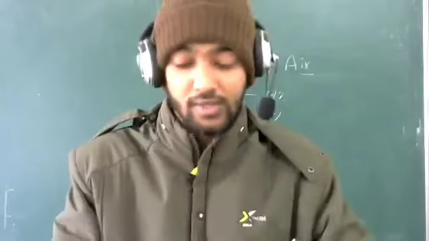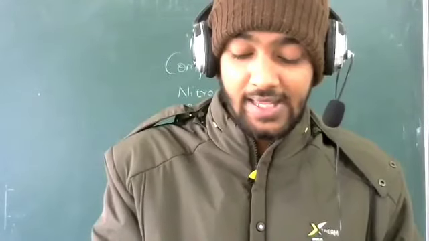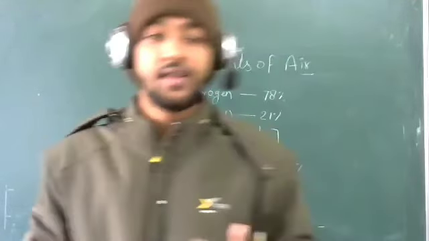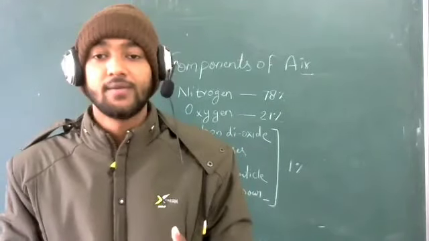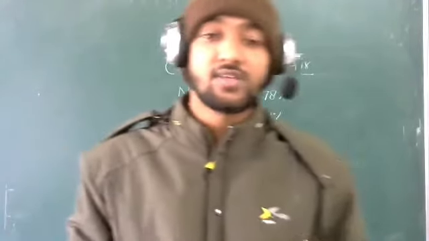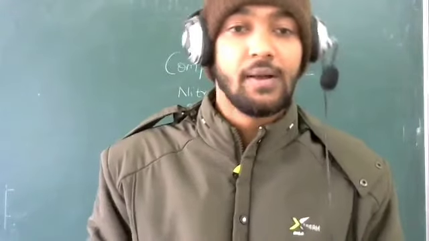The composition of air is not the same everywhere. It varies from place to place and with altitude. Altitude means height. The composition also varies at different periods of time. For example, during the rainy season, the air becomes humid, meaning the concentration of water vapor becomes high. But in the summer season, the concentration of water vapor becomes less.